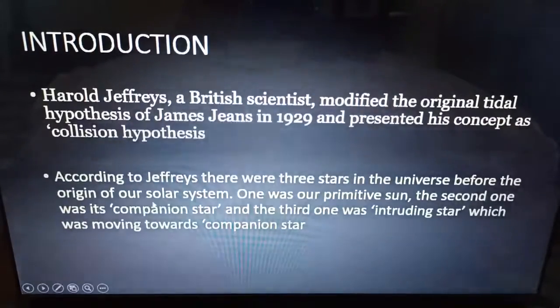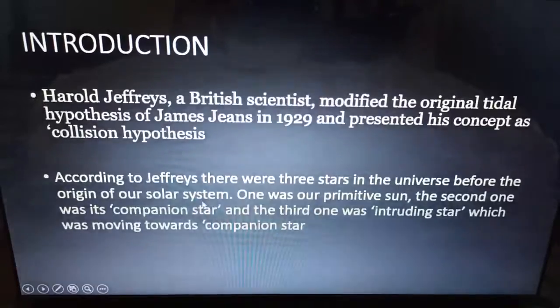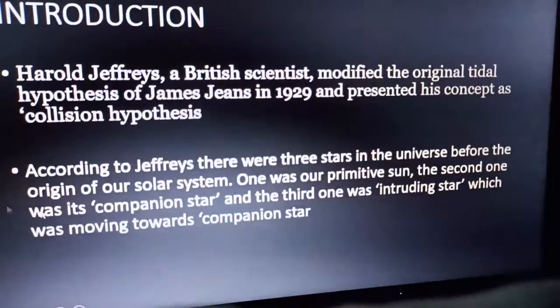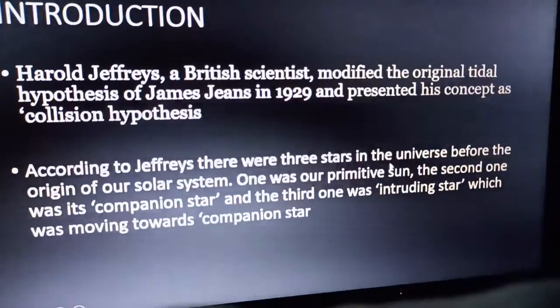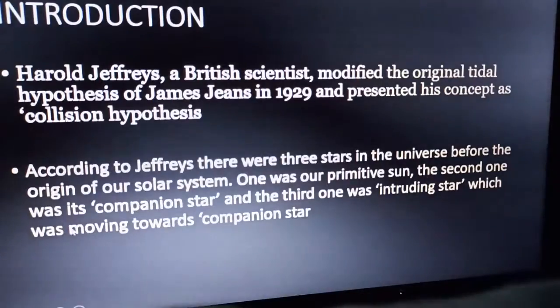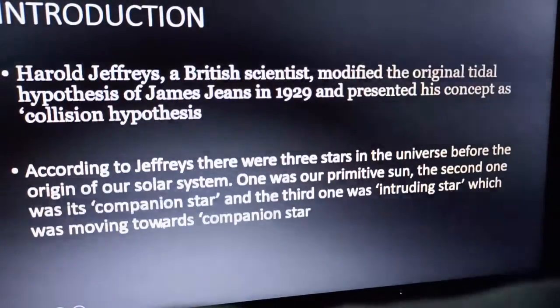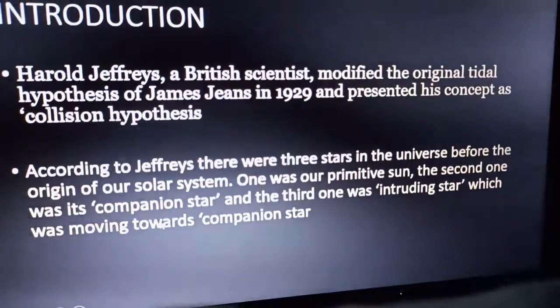Okay, so Jeffrey presented his theory based on three stars in the universe. The first was our primitive sun. The second one was its companion star, and the third one was the intruding star, which was moving towards the companion star.